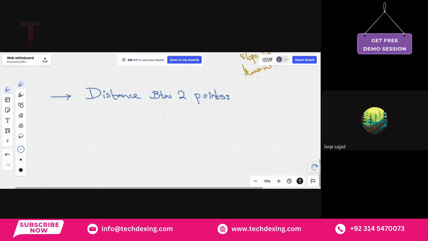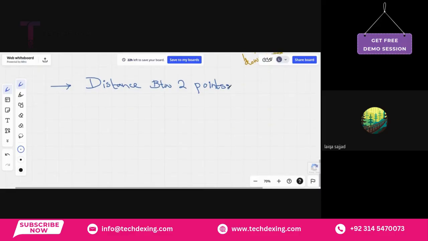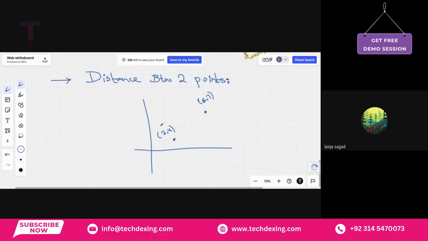Okay, so for example, let me draw a triangle to make you understand it better. For example, we are given 2 points. This is point A, this is point B. It has the coordinates 2 and 4, and it has the coordinates 6 and 7. This is point A and this is point B.